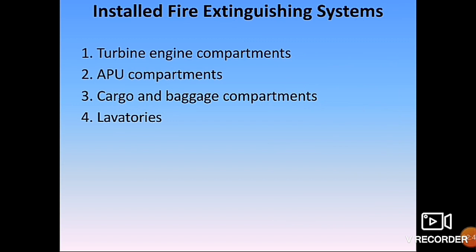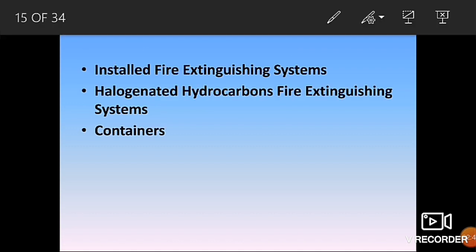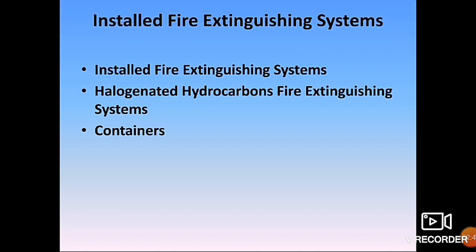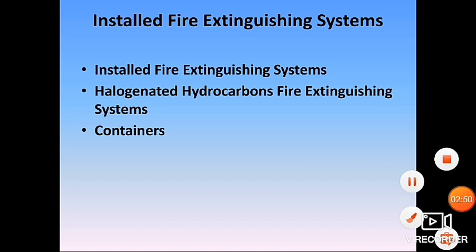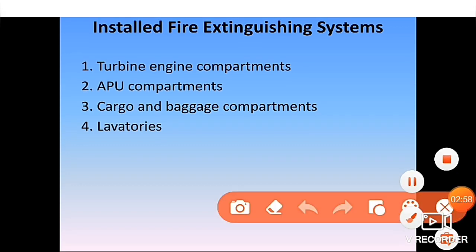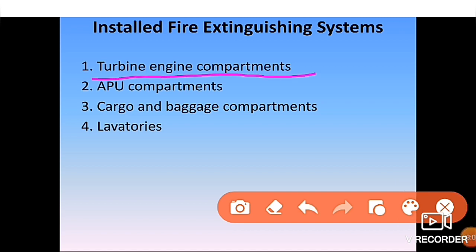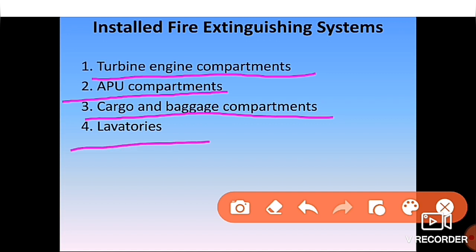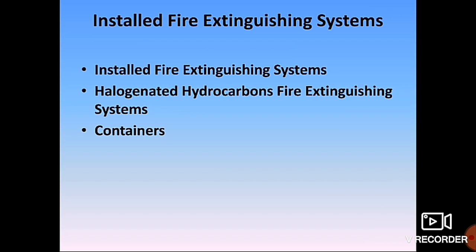The next topic is installed fire extinguishing systems. The first one is the turbine engine compartment, where we use installed fire extinguishing systems in aviation. The first is turbine engine compartments, the second is the APU compartment, the third is the cargo and baggage compartment, and the fourth is laboratories. The next slide is installed fire extinguisher systems.